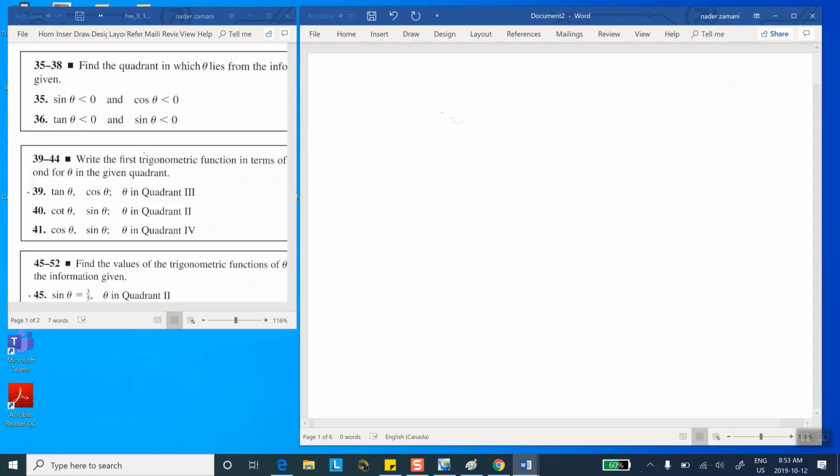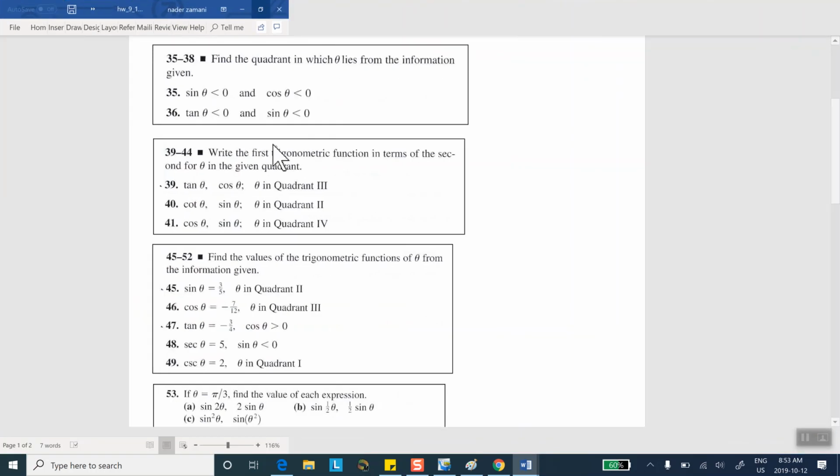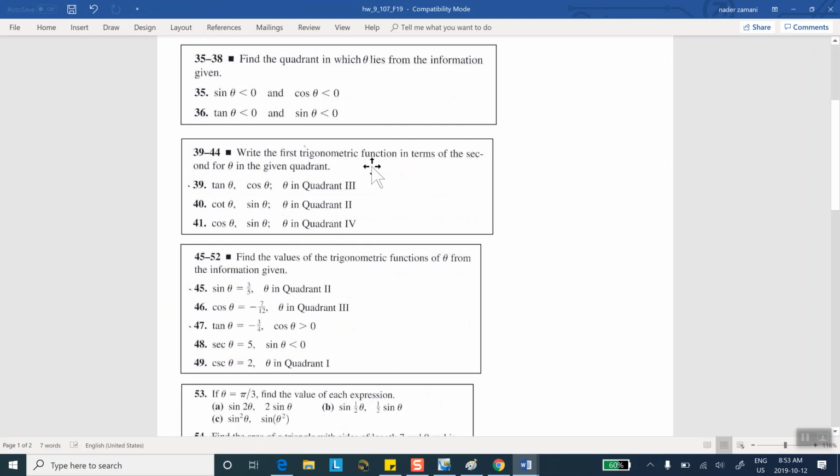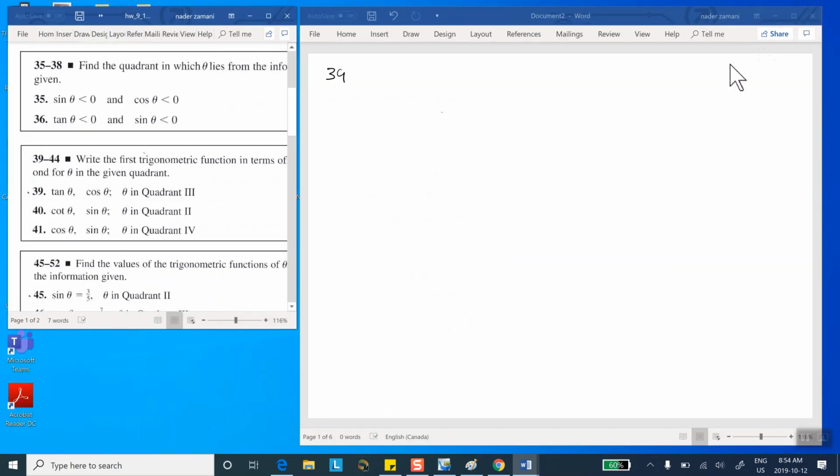Okay, 39. It says, write the first trigonometric function in terms of the second one, considering the fact that you're in certain quadrants. So 39, the idea is this.